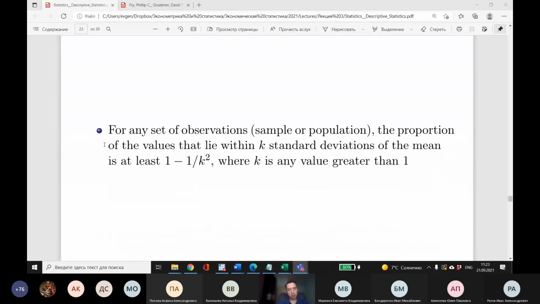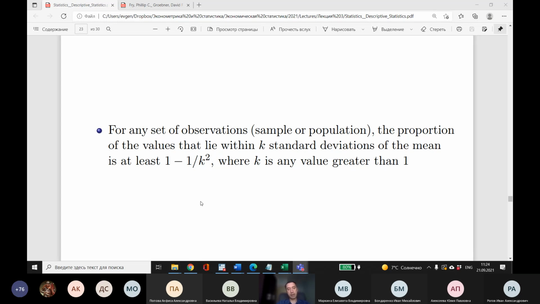So in general form, in the Chebyshev theorem, we apply such a formula: 1 minus 1 divided by k squared. So for any set of observations, sample or population, the proportion of the values that lie within k standard deviations of the mean is at least this formula.